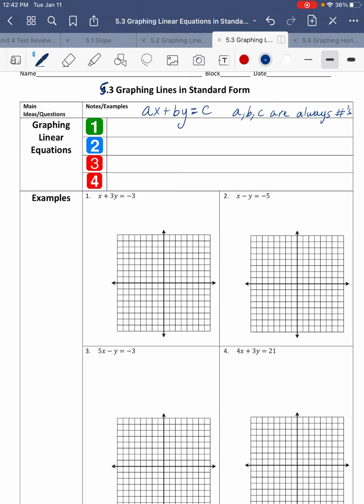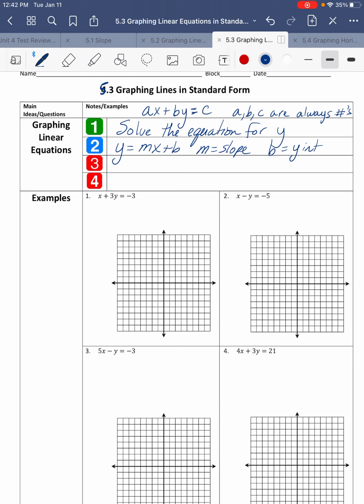To get into slope-intercept form, you're going to solve the equation or the function for y. So we're going to get this equation to say y equals. Once you solve the equation for y, you're going to have the form y equals mx plus b. M is your slope, and b is your y-intercept. We're going to say b is b because that's where you begin.